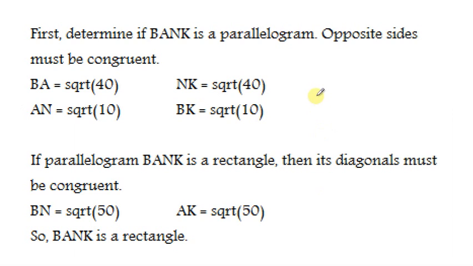So, I believe that if you were to do this, you would find the same thing I do, that BA and NK are both equal to the square root of 40, and that AN and BK are both equal to the square root of 10. So we know opposite sides are congruent, therefore we know it's a parallelogram. And at this point, we need only to show that the diagonals are congruent. Again, using the distance formula, I measure the diagonal BN and the diagonal AK, and determine that they're both the square root of 50. So I know that BANK is a rectangle.